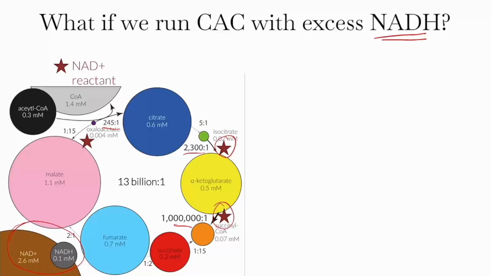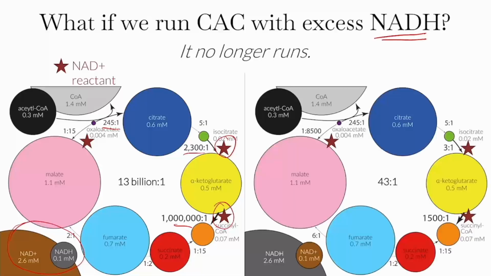All right, great. Coming back from the pause, what we see is the citric acid cycle actually doesn't run anymore. So what I've done here is I flipped that ratio. Now we have 2.6 millimolar NADH, 0.1 millimolar NAD plus. Plug in all the same numbers before into those delta G equations, and hopefully what you appreciate is that 43 to 1 is much, much, much less favorable than 13 billion to 1, right? It's basically almost doesn't care which direction it goes.